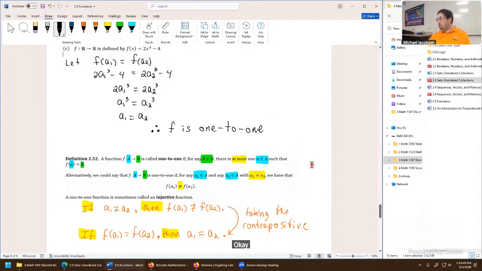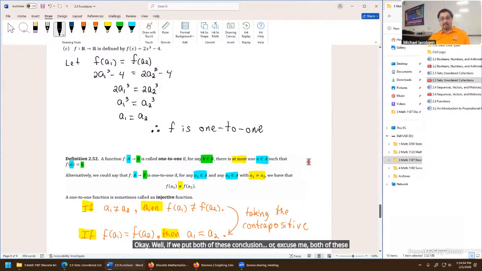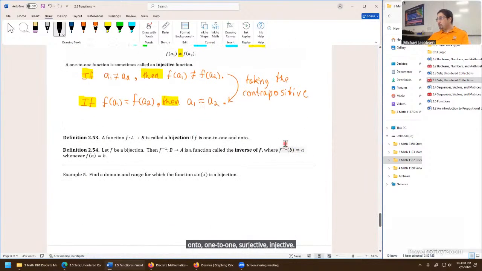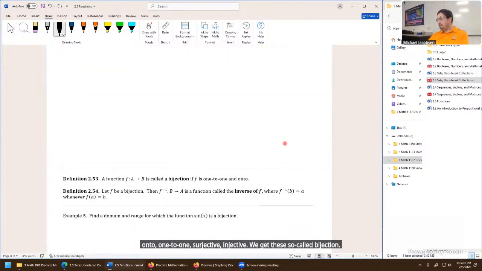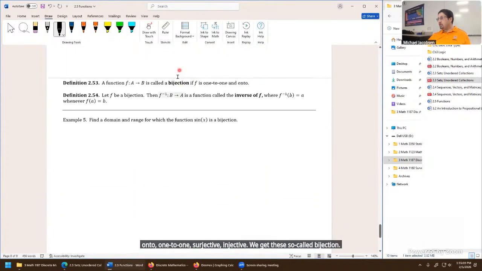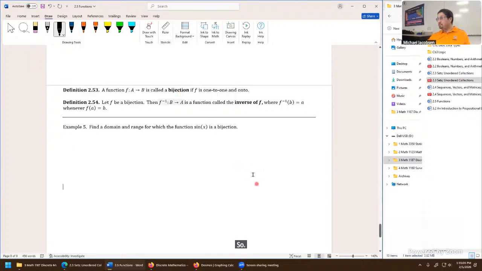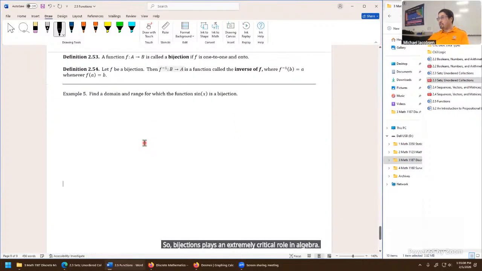Okay, well, if we put both of these technical definitions together, onto and one-to-one, surjective, injective, we get the so-called bijection. So bijections play an extremely critical role in algebra. Linear algebra, they come up in lots of ways in modern algebra as well. And the short of it is a bijection is just a function that is both one-to-one and onto. It's an injective, surjective function, if you liked those French versions.